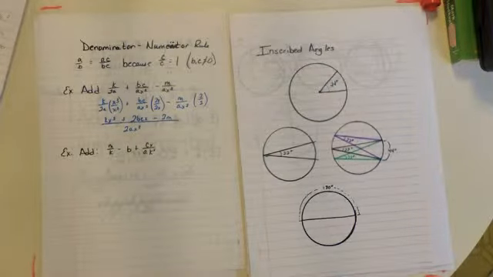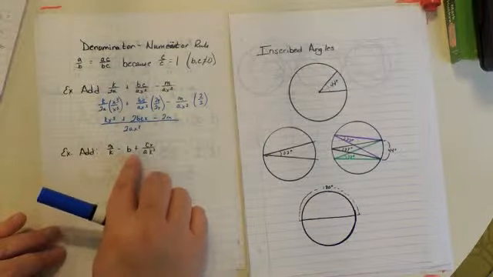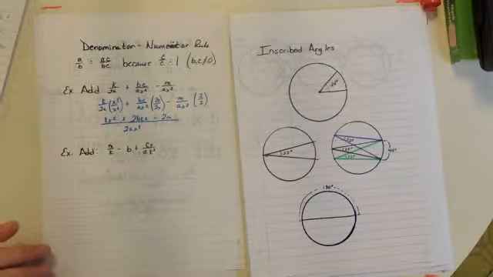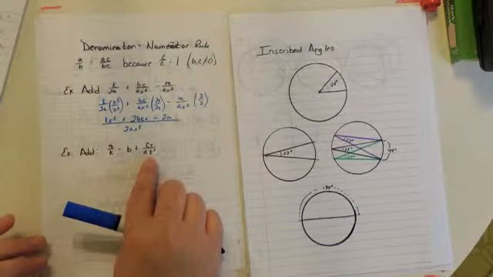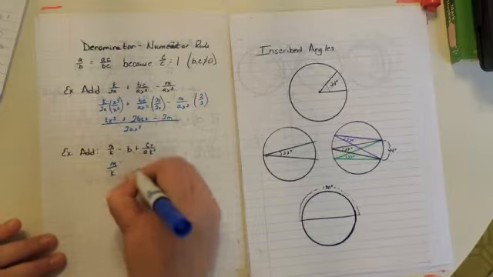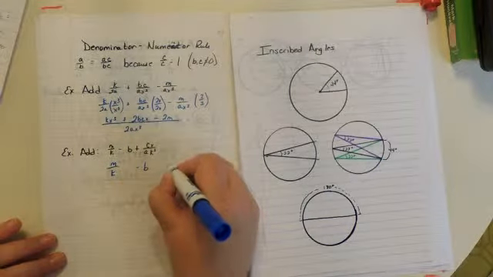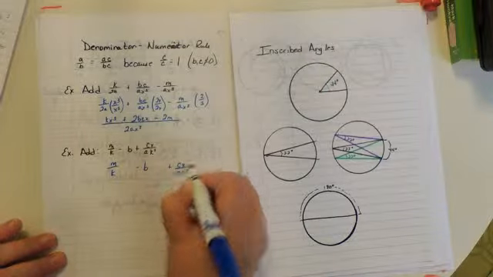Okay, let's try the next one. Add m over k minus b plus cx over ak squared. So our least common multiple for the denominators is going to be ak squared. So we have m over k minus b plus cx over ak squared.